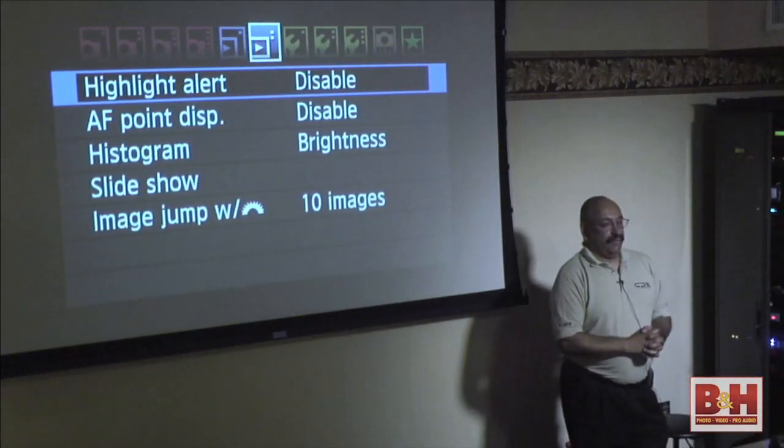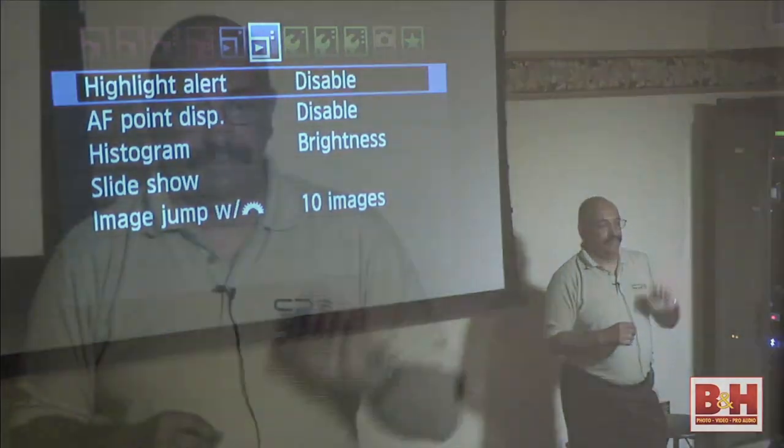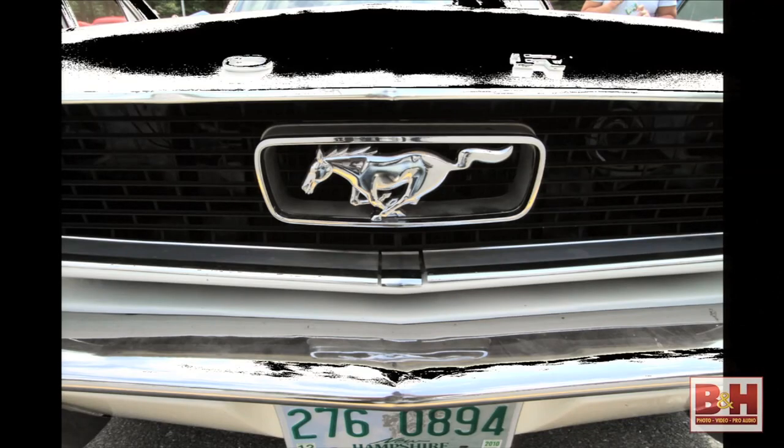Highlight alert. These are the blinking highlights that flash on and off on your camera. Basically, if you set this to enable and then start playing back images, any overexposed areas will blink on and off, giving you a warning that you may have an exposure problem here. Now it's up to you. Does it matter or not?